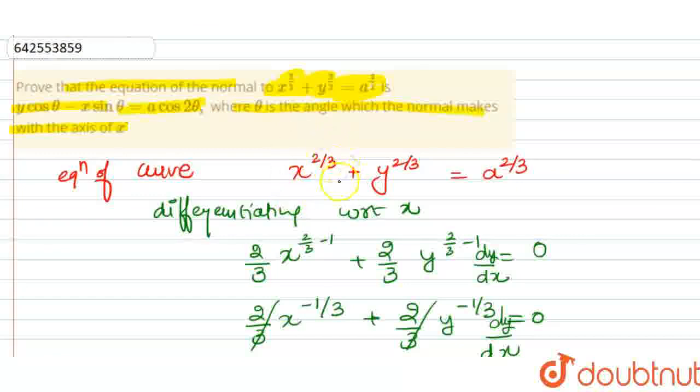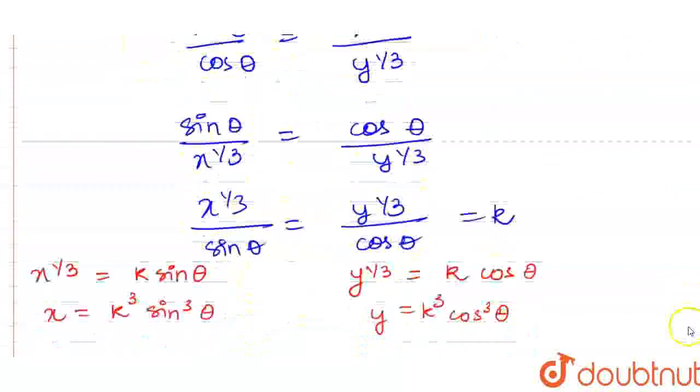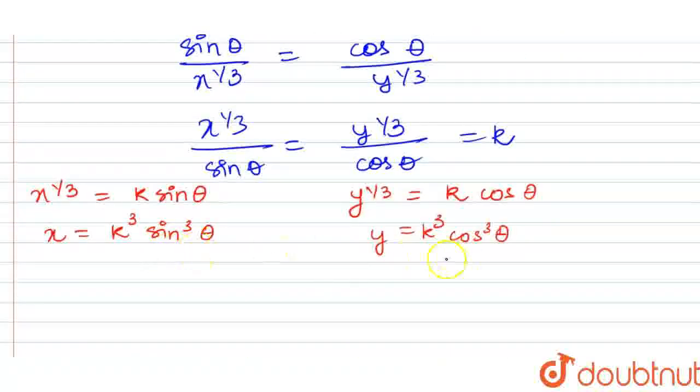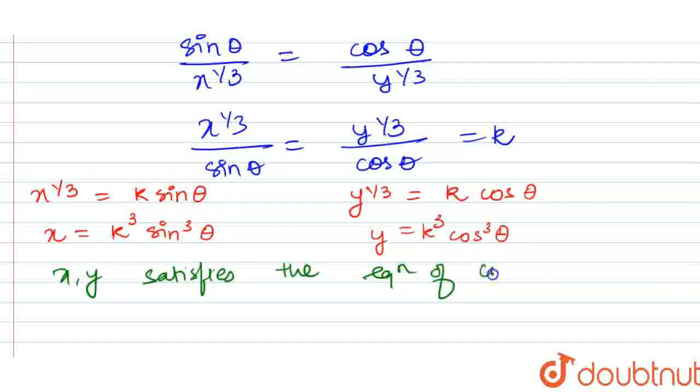right? The given curve x to the power 2 by 3 plus y to the power 2 by 3 is equal to a to the power 2 by 3, right? So we know that the normal and curve are intersecting each other at some point. So we can say that this x, y will also satisfy the equation of the curve, because the normal and curve are intersecting with each other at some point. So we'll write here: x, y satisfies the equation of the curve.